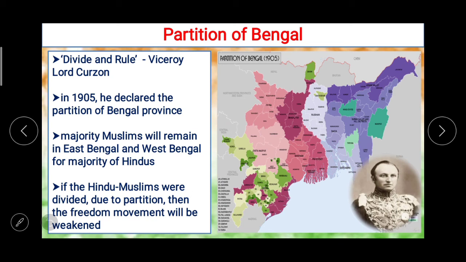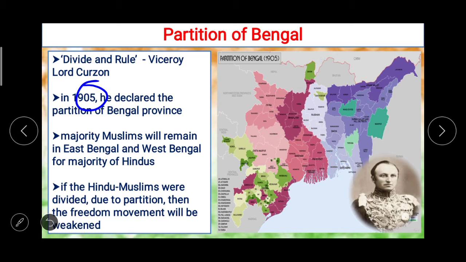Next point. Partition of Bengal. As we know, the policy of British government, divide and rule. The British decided to use the policy of divide and rule to create a rift between Hindu-Muslim community, and for that, Viceroy Lord Curzon contributed to it. Bengal was a very large province, and to carry out the work of this province was difficult from administrative point of view. ये एक रीज़न बता के, by putting up this reason, in 1905 he declared the partition of Bengal.